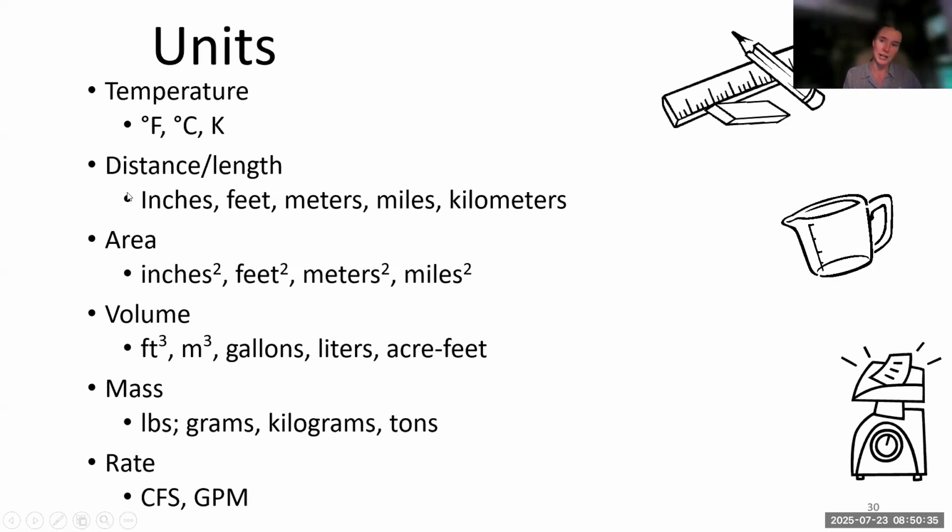And volume is really similar, except it's cubed, because you're going length times width times height. You're taking a number and multiplying it three times, so you end up with feet cubed, meters cubed. You can also see gallons sometimes, or liters, or acre feet. That all means volume. Mass, you might see pounds, grams, kilograms, and tons. And then rates. Rate signifies an amount over time. In this case, we might have cubic feet per second. That's a common way to measure water flow. Gallons per minute is another popular one.